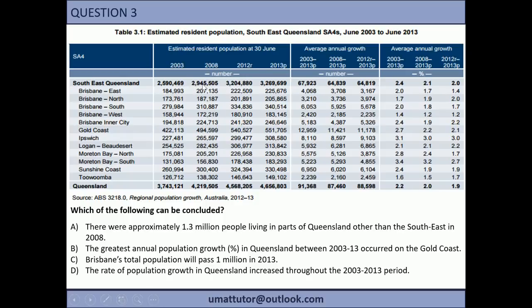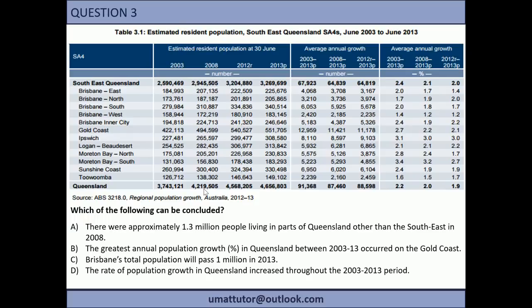And then we just have to understand that to work out the population who are living in Queensland but not in southeast Queensland is simply the difference between this number at the top and the number here at the bottom in the same year, which is the total for all of Queensland. So that is the difference between these two. And that number, I would say, is pretty close to 1.3 million. We've got 2.9 and then 4.2 million. So it's about 1.3, the difference. So option A is looking pretty good.